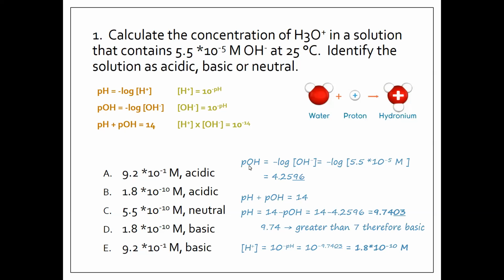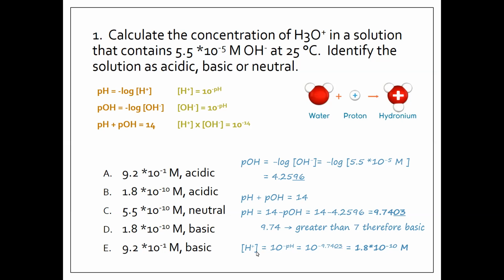So pOH is the negative log of the OH. I plugged in my concentration of OH here, so I get a pOH of 4.2596. Then since pH plus pOH equals 14, pH equals 14 minus the pOH. So 14 minus the pOH gives me my pH. And since my pH is greater than 7, it's going to be basic.